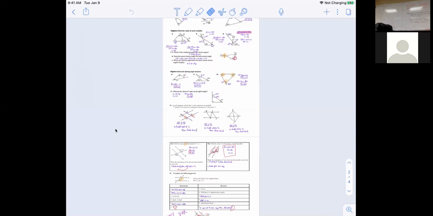What section do we move on to after we're done with the box? When you're done, go to the triangles.